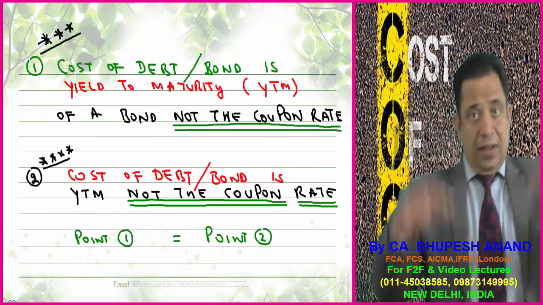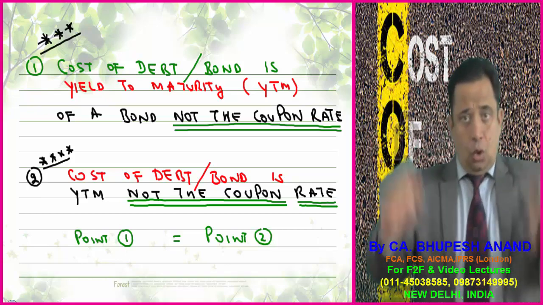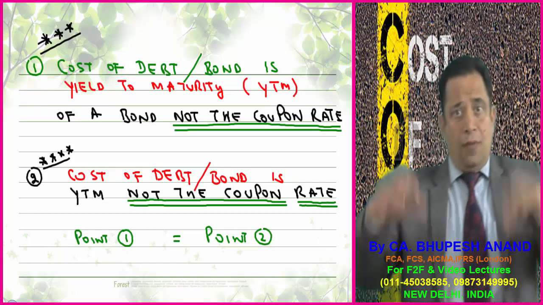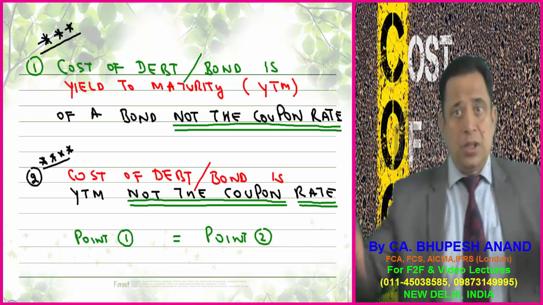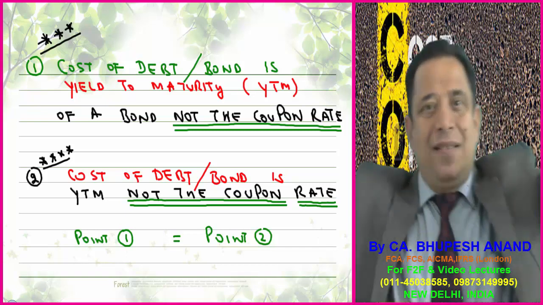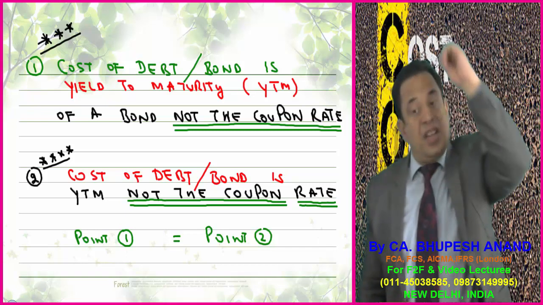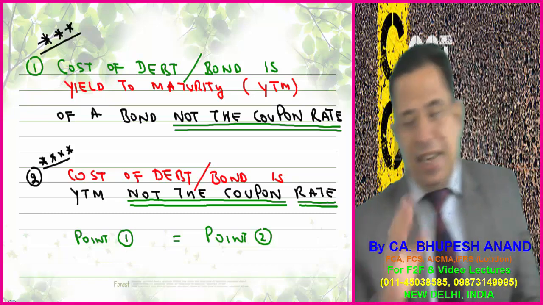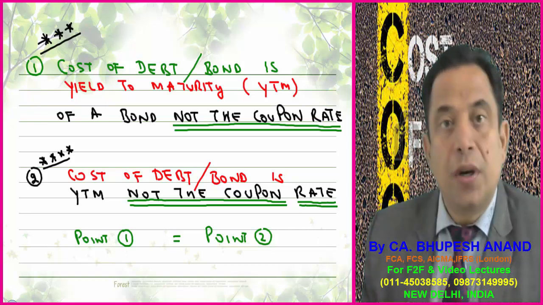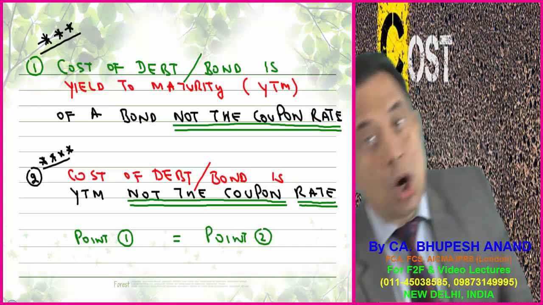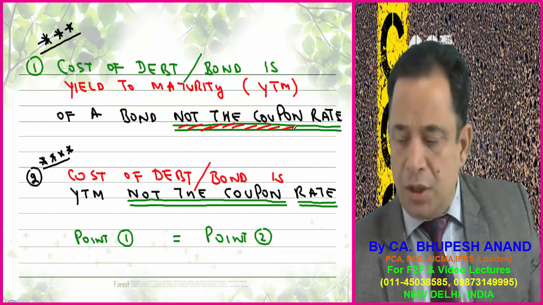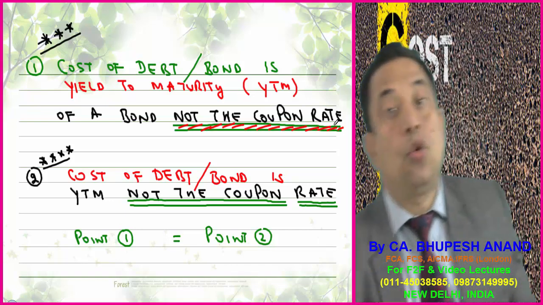Today I will be putting more emphasis on how to calculate, and what is the meaning of, cost of debt using yield to maturity, YTM. So please write down point number one. I have given 3 stars. Cost of debt slash bond is yield to maturity of a bond, and it is not the coupon rate.